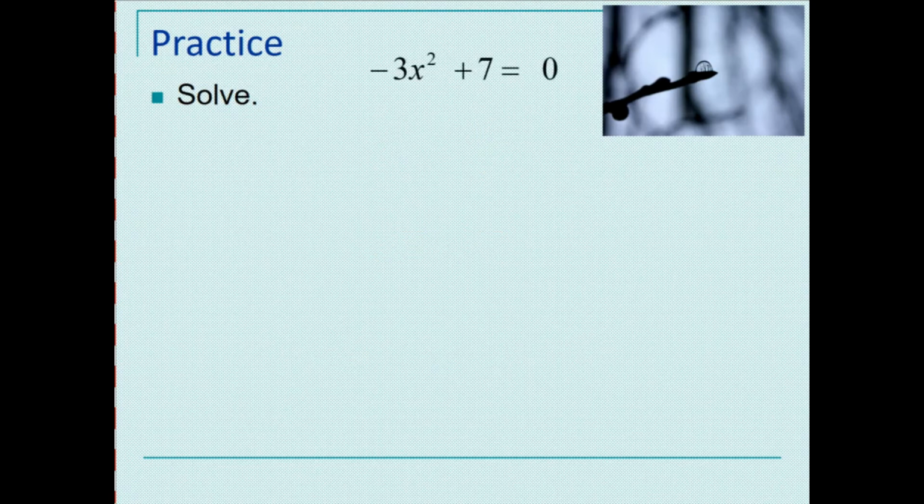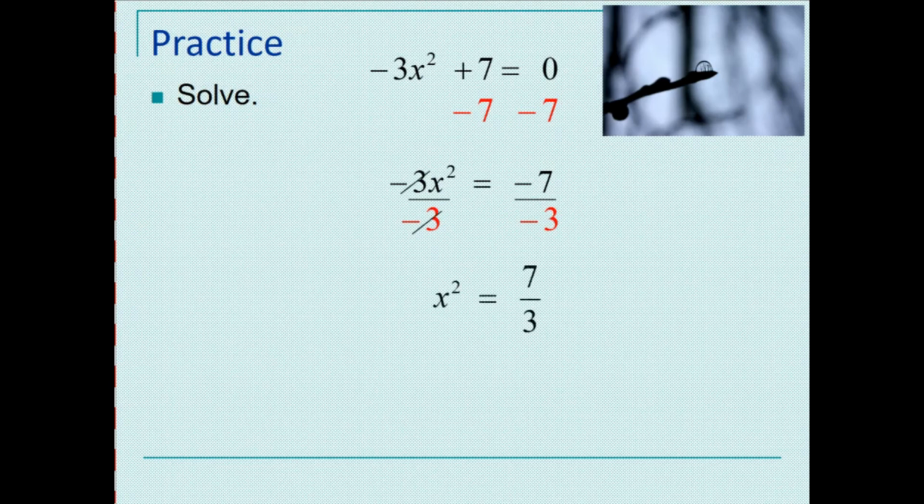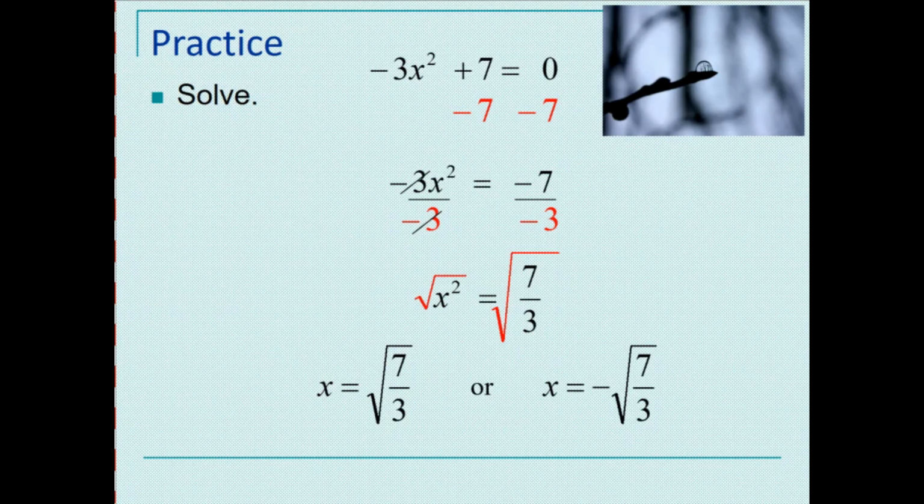Here we have a quadratic equation, and if we were to use the principle of square roots to solve this, we'd want to get the variable by itself. So first we'll undo the addition with subtraction of 7 from both sides. Next we'll divide both sides by negative 3. We now have x squared is equal to 7/3, and we're ready to use the principle of square roots. Taking the square root of each side resolves in these two answers, the positive square root of 7/3 or the negative square root of 7/3.